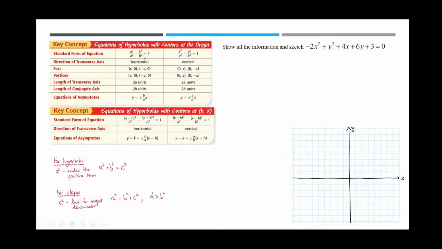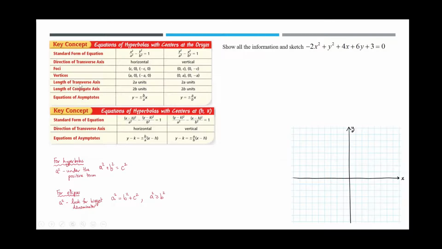Then we can have the direction of the transverse axis, the one that's connecting the vertices. They could be horizontally oriented or vertically. So how do you tell those apart? Well, it's the term that is positive. So if the x term is positive and y is negative, then because x is horizontal, the vertices will be oriented horizontally. If the y term is positive, then the vertices will be oriented vertically. And so the formulas are there for you, just like before.